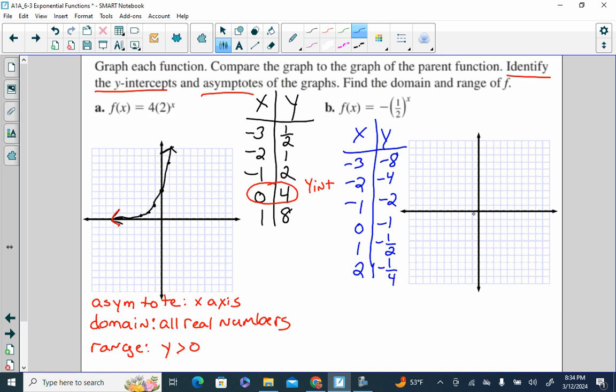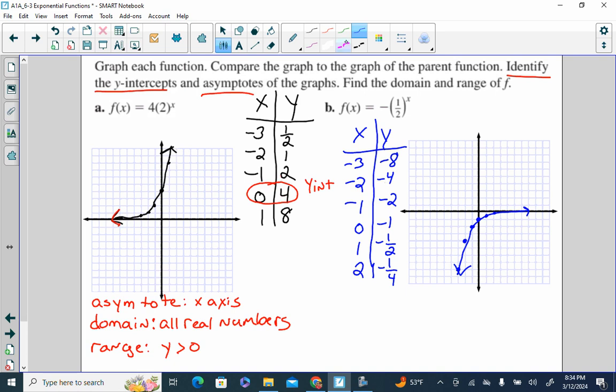So let's graph that and see what that looks like. -3, -8, that's going to be down here. -2, -4, that's right here. -1, -2 is here. 0, -1 is here. Then we have 1 and -1/2 is here. 2 and -1/4 is going to be here. So our graph is approaching the x-axis, so that's our asymptote, the x-axis once again.